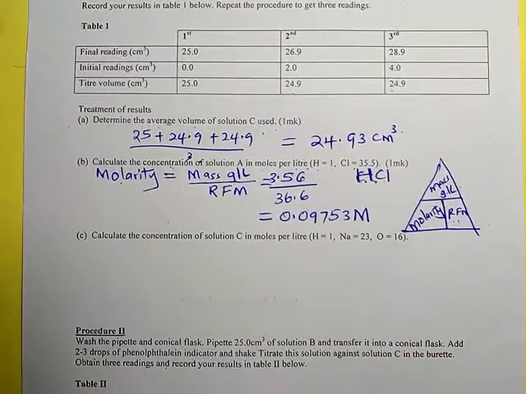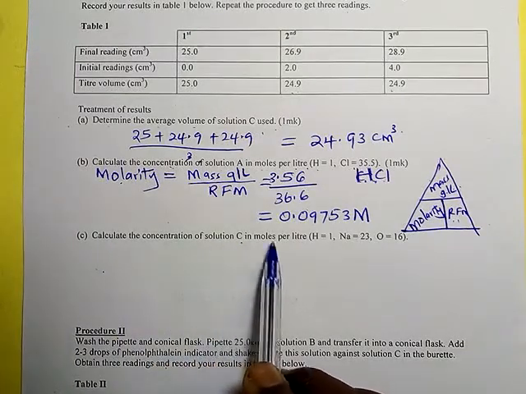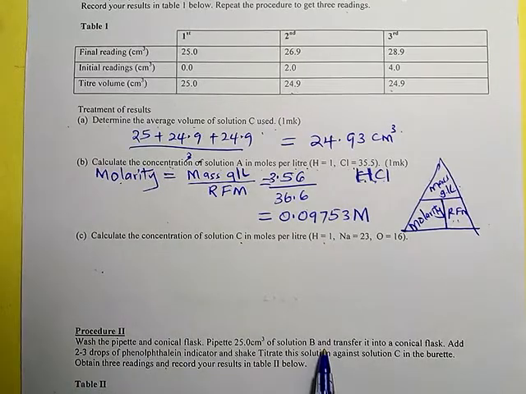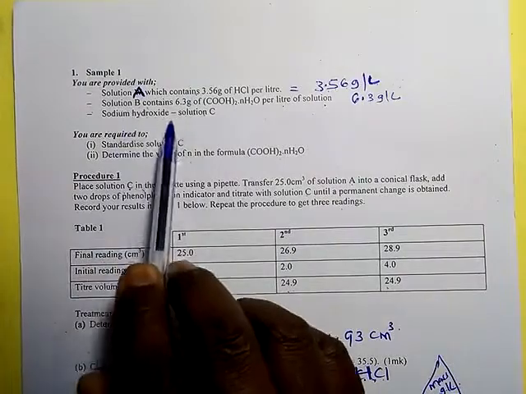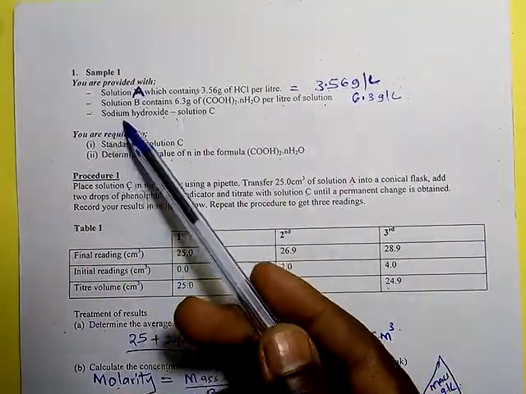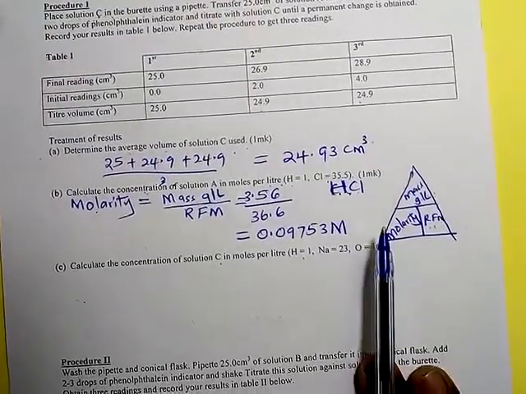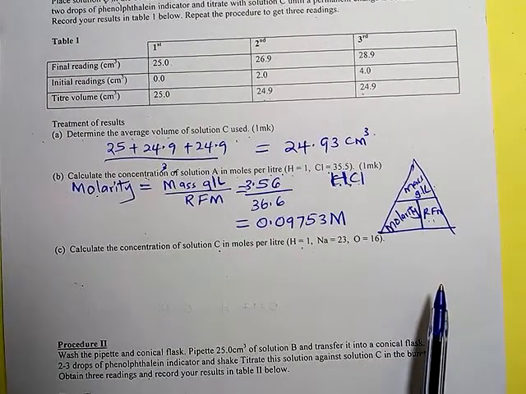Okay, calculate the concentration of C in moles per liter. So go back. You are provided with C. We don't have much information about C. But now we can get the number of moles of C, and from there we will get the concentration of C.